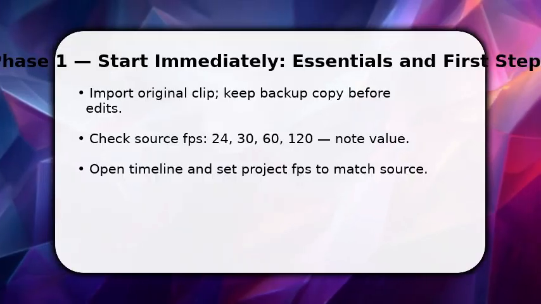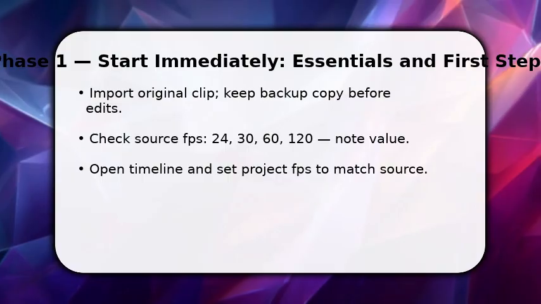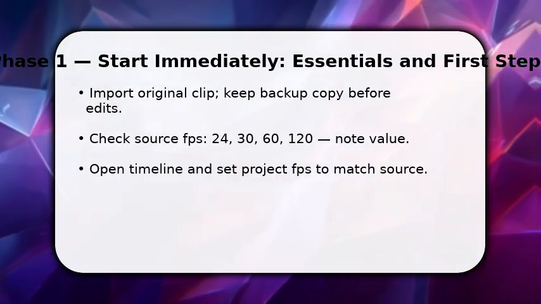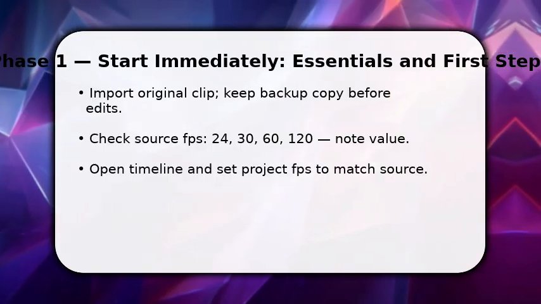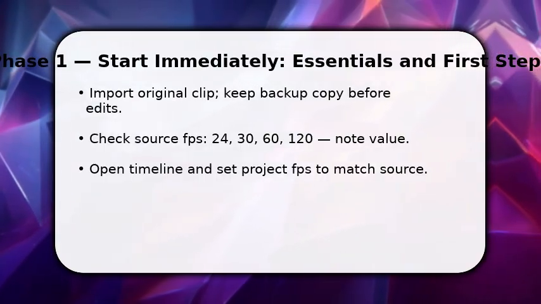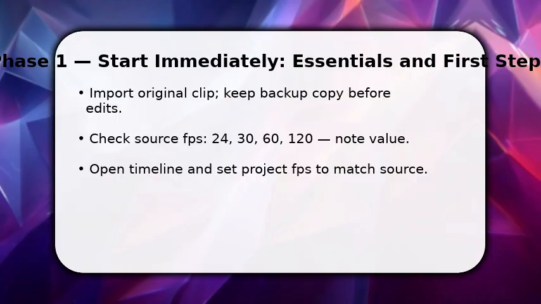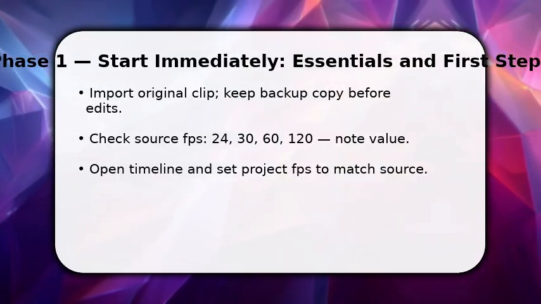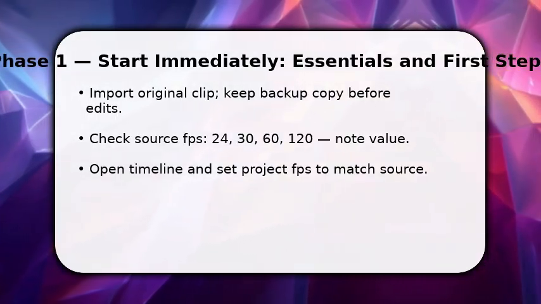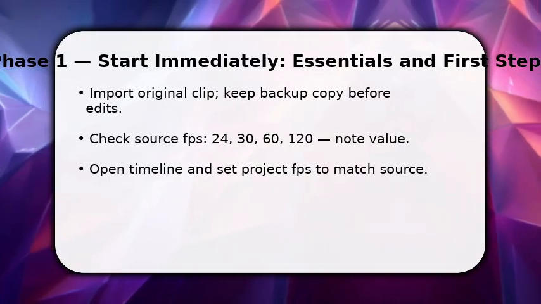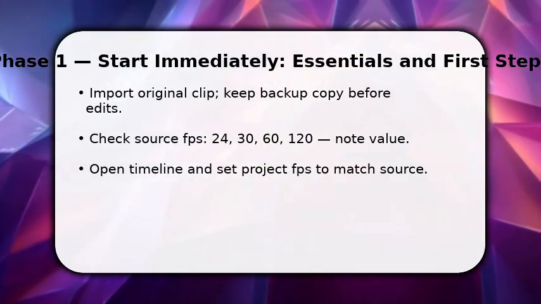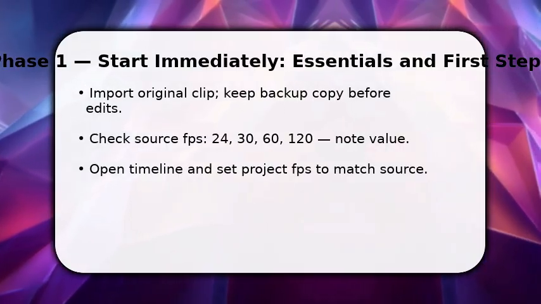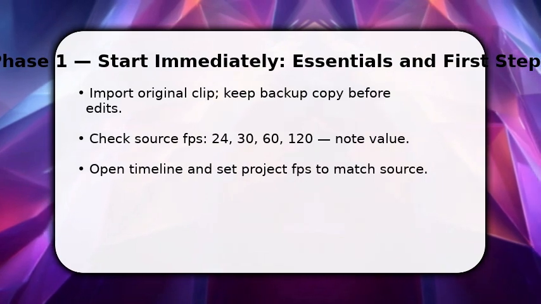You start now, import the slow motion clip and immediately make a backup. This preserves the original. Once done, check the source FPS, 24, 30, 60, or 120 because matching rates prevent stutter. Then set your project timeline FPS to the same number. This aligns frames correctly. Next, select the clip and open the speed controls. You're doing this to avoid dropped frames and timing errors, so don't skip matching frame rates before changing playback speed.